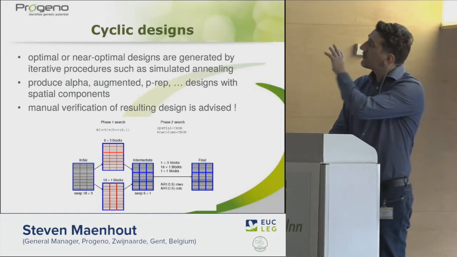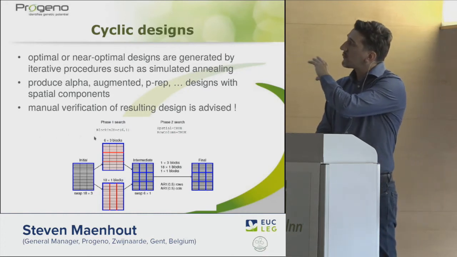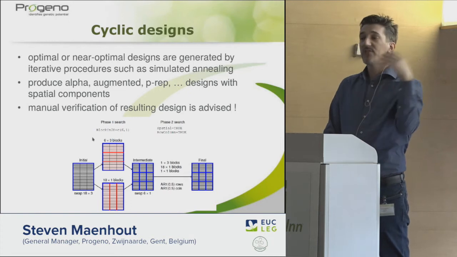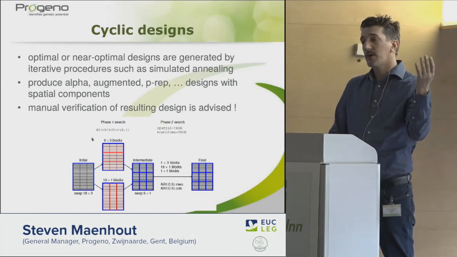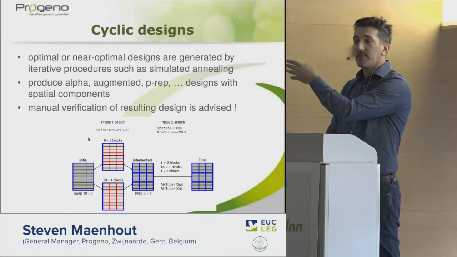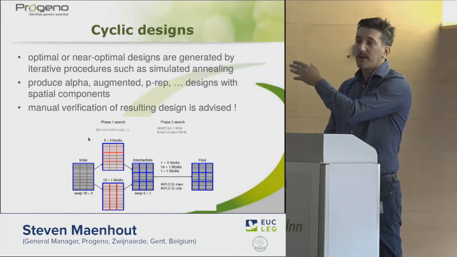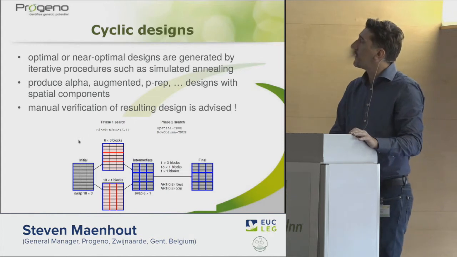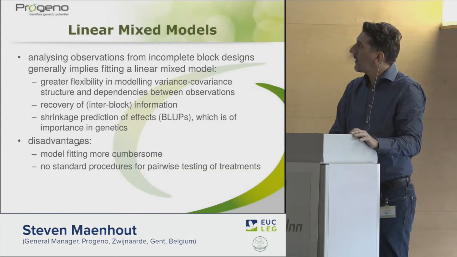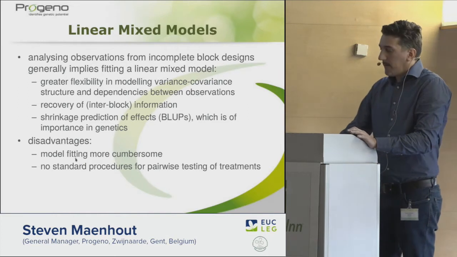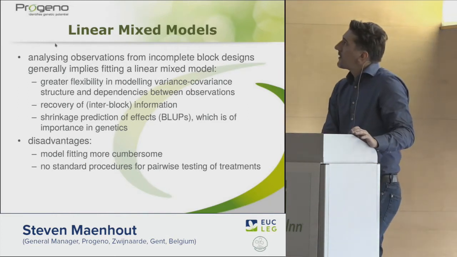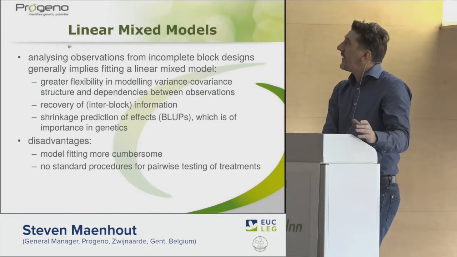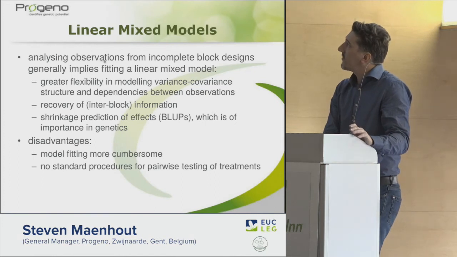And these kinds of tools, by the way, fit all sorts of incomplete block designs, from the initial alpha design I started with, to row-column designs, to p-rep designs. They can all be fitted, but of course it takes some tinkering and getting used to working with those. Now, if we're going in the direction of these incomplete block designs, it generally implies fitting a linear mixed model.